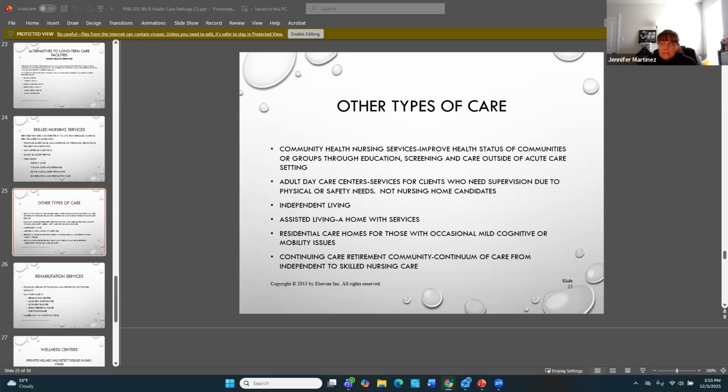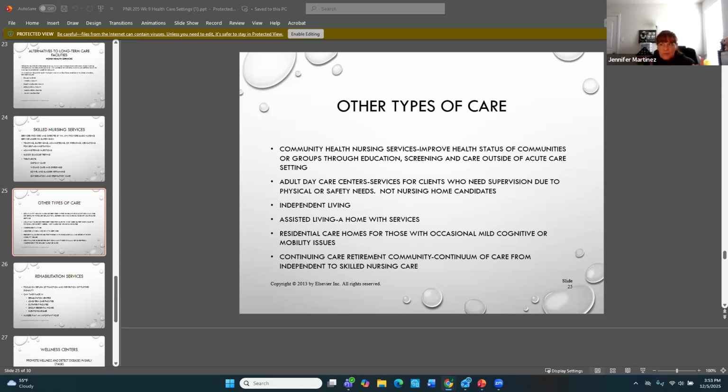physical or safety needs. So let's say when I get older, I live with one of my children and I'm not safe to be home by myself. They'll send me to an adult daycare center, okay, and I'll spend the day at the adult daycare center and then I'll go home at night with my family. All right. So it is for clients that have families that assist the patients during the evening hours and on the weekends, but are not there during the day. So there's a safe place for them to go.